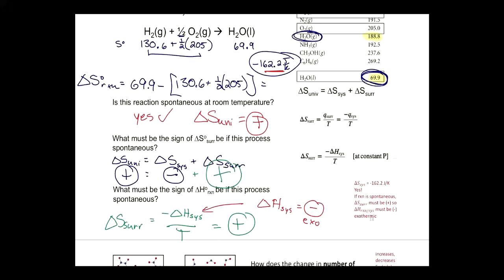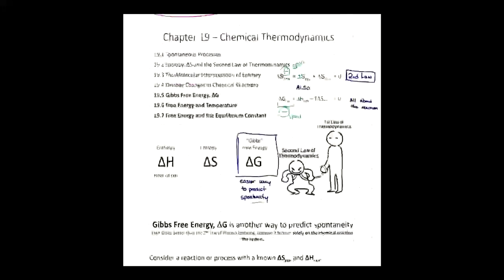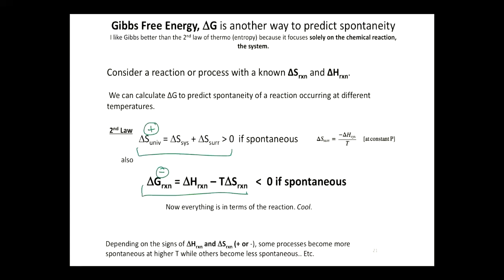All right, that's entropy, so let's talk about Gibbs free energy now. We were always looking for positive entropy changes of the universe for spontaneous reactions, but now we're going to play around with this new idea, Gibbs free energy, which is just an easier way to think about spontaneity, where everything is in terms of the reaction now. We no longer have to think about the reaction and the surroundings, so the entire universe.